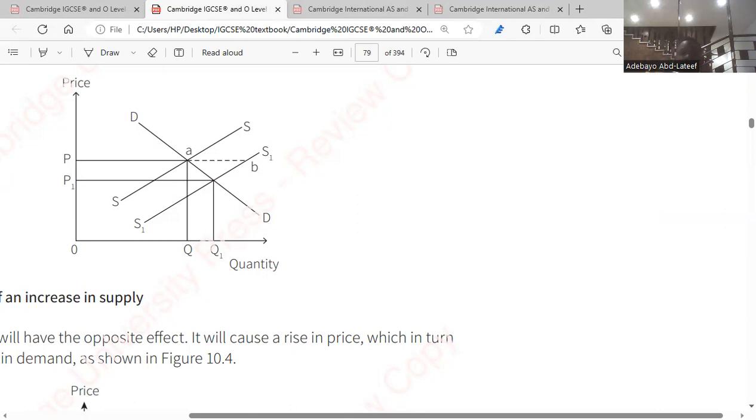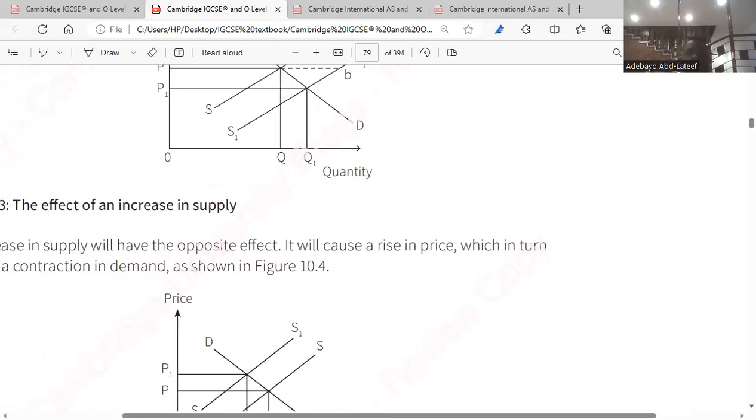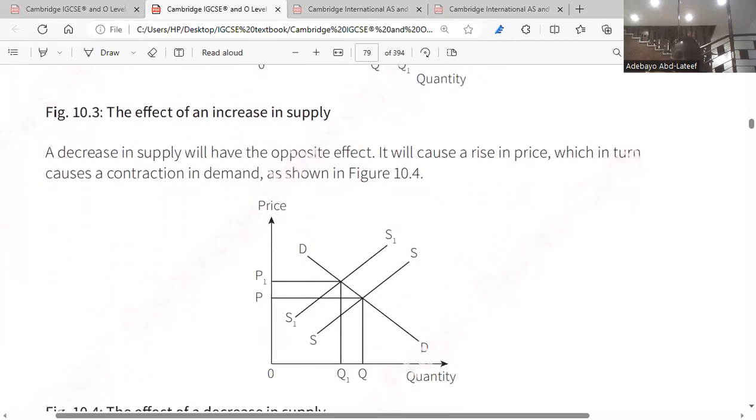Before now, we have P, Q and S, S1. Yes or no? Yes. For us to be able to reduce this disequilibrium, we have to reduce the price from P to P1. Then from P to P1, we have a new graph that will meet at S1 and Q1. Do we get it? Yes. So the effect of an increase in supply, that's it.